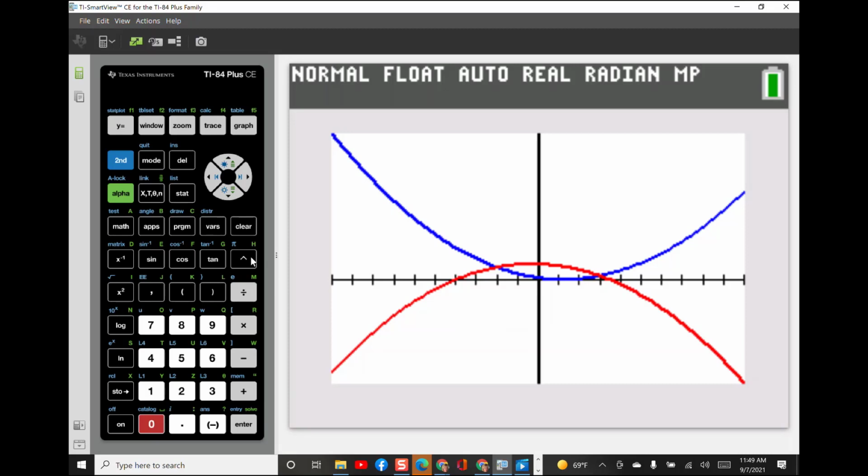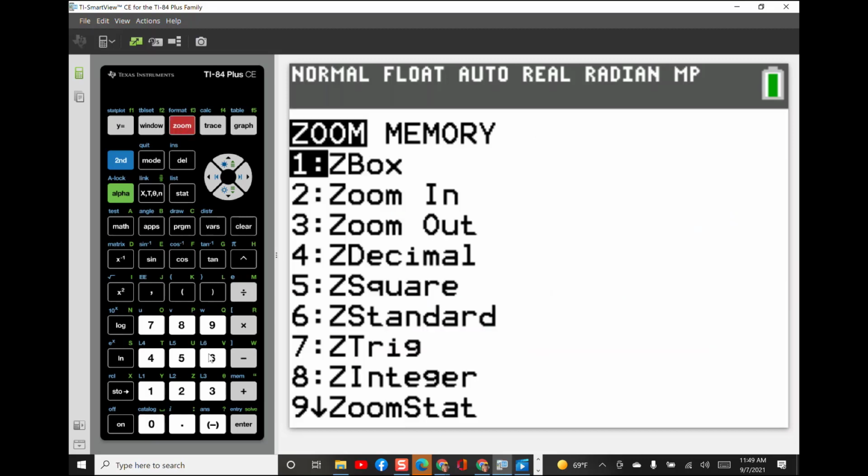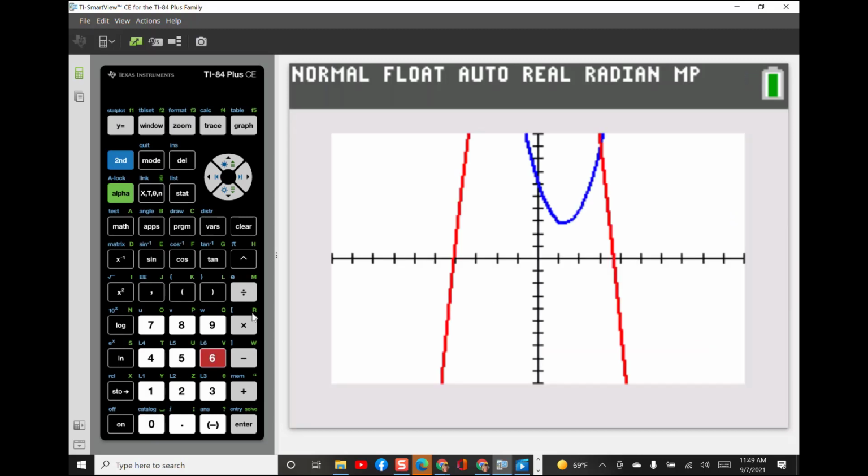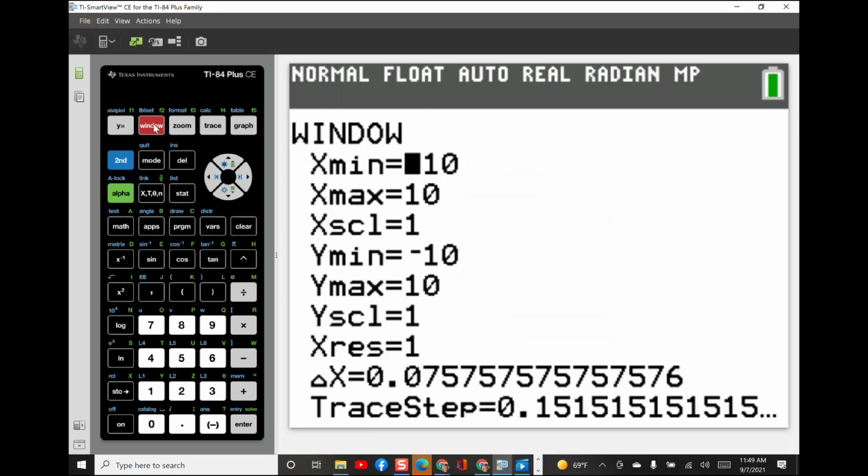So we're going to go back, because I actually know where the intersections are taking place. We're going to go back to zoom standard, which is 6. And again, this is the original look that we looked at. So I'm going to change my window. I know I need more positive y, so I'm scrolling down here to the y max. Let's start with 30. Okay, so I'm going to do 30.